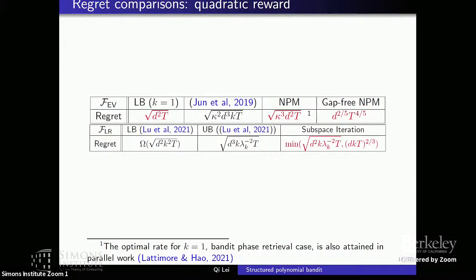And for the low-rank linear case, Lu et al. proved a lower bound of square root of d squared k squared T, where the upper bound has d cubed here. In our case, with subspace iteration, we get this kind of upper bound, but in this setting, lambda k minus 2 is of the order k. So this actually exactly matches the lower bound when the matrix is well conditioned. So this is the result for the quadratic case.